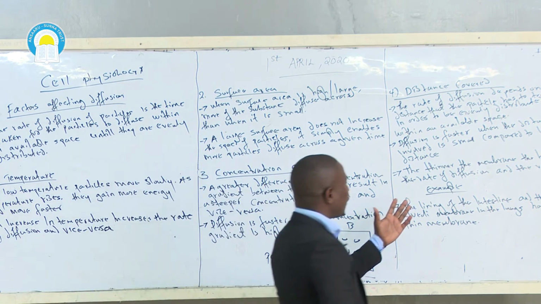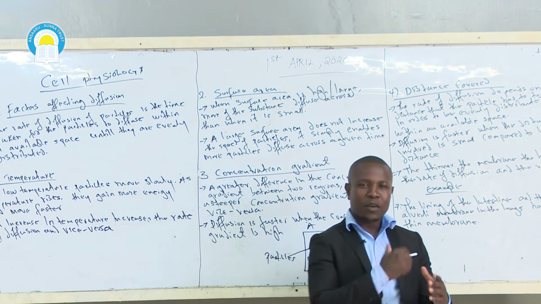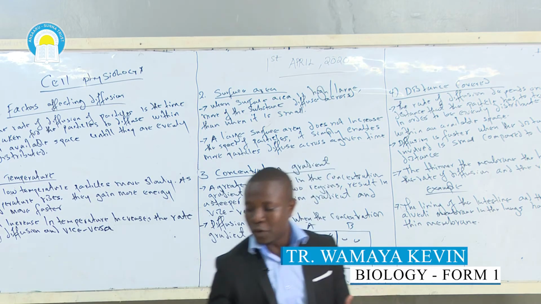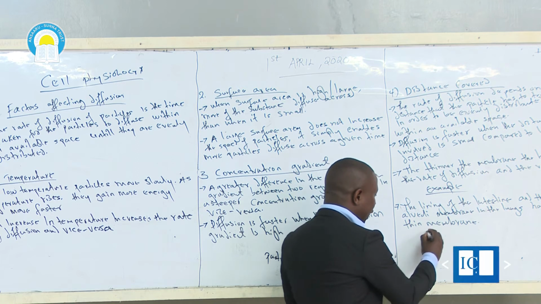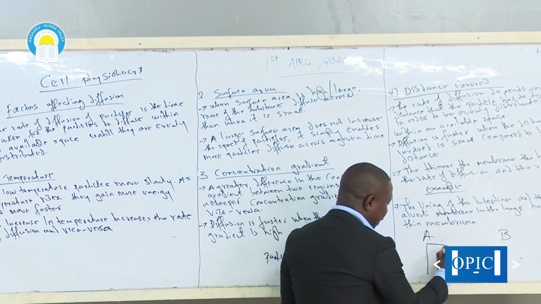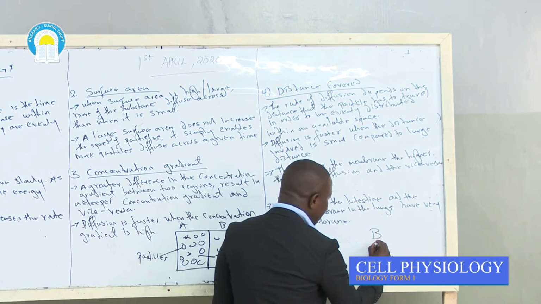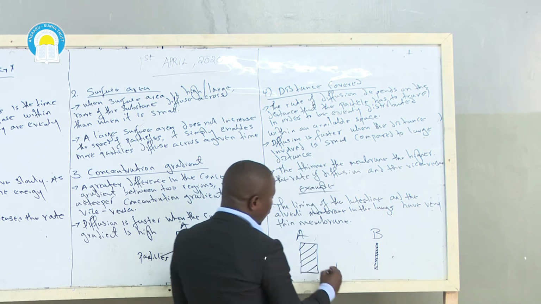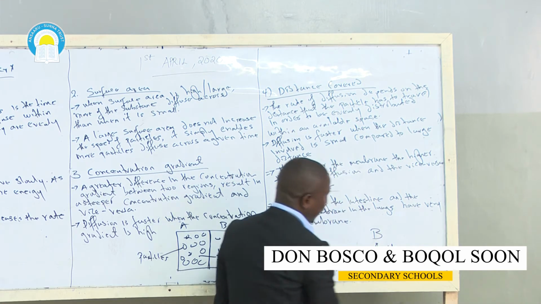Then you go to distance covered, and we talked about that when the membrane is thin, the rate of diffusion is going to be high. And when the membrane is thick, the rate of diffusion is going to be low. Example, let us demonstrate through the diagram. We have A and B. So A, it is thick, and B, it is thin. So this one is what? Thick, and this one is thin.